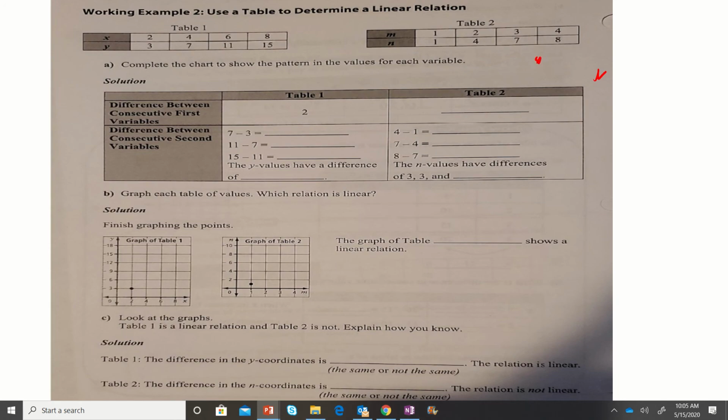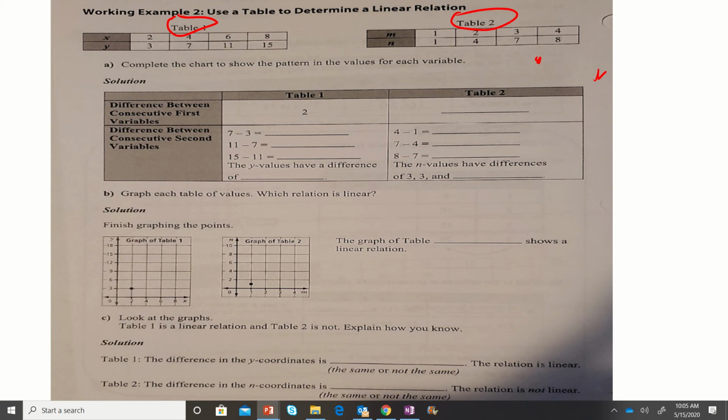The second part is determining if something is a linear relation or not by the table. It says complete the chart to show the pattern and the values for each variable. So we have two tables here, table 1 and table 2.